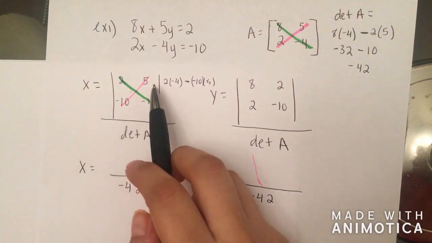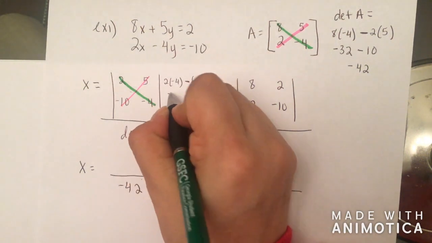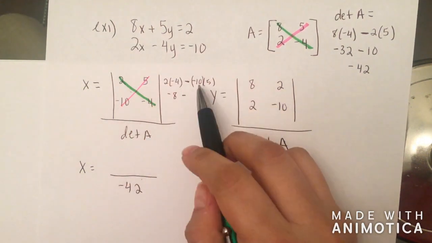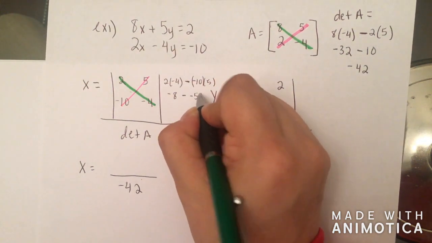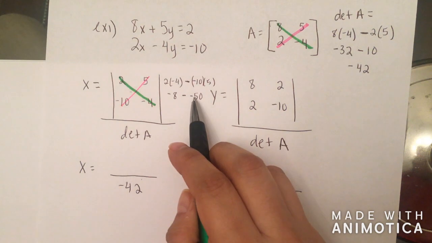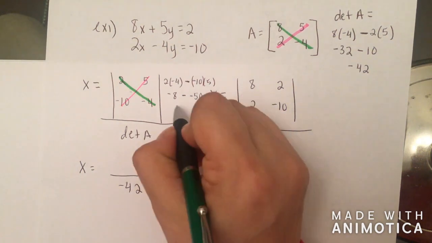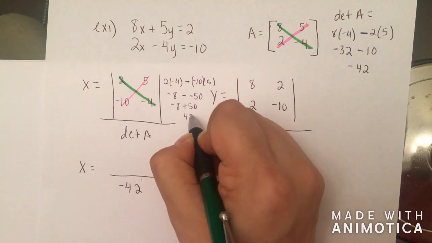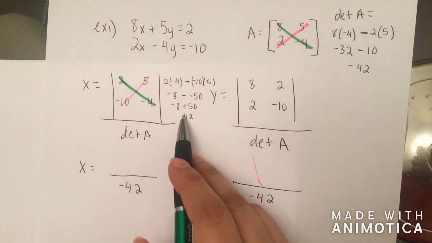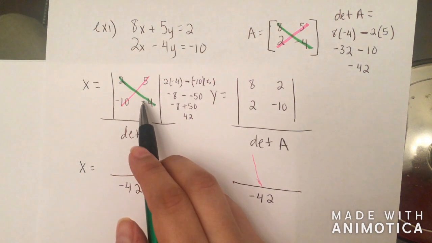Okay, so 2 times negative 4 is negative 8, minus negative 10 times 5 is negative 50. Notice how I have minus and negative, so that changes to plus. So negative 8 plus 50, and that gives me positive 42. So 42 is the determinant of this numerator.